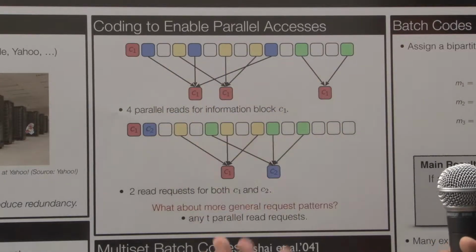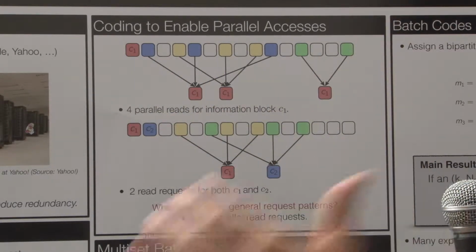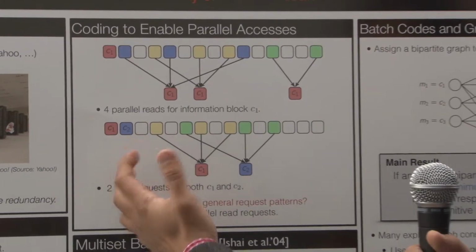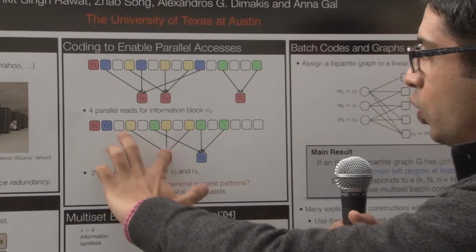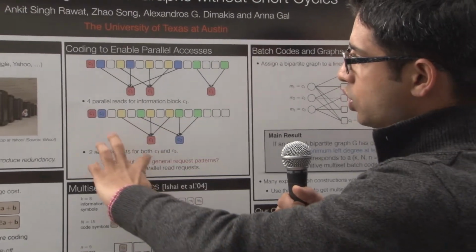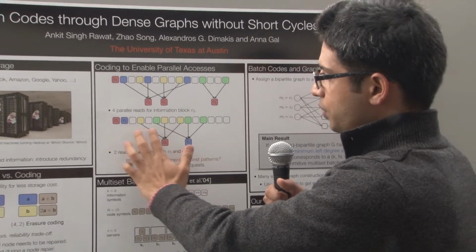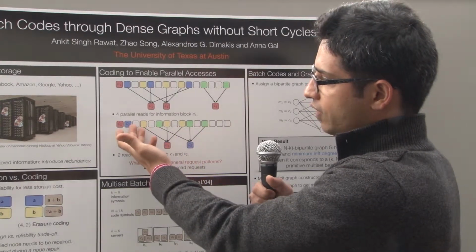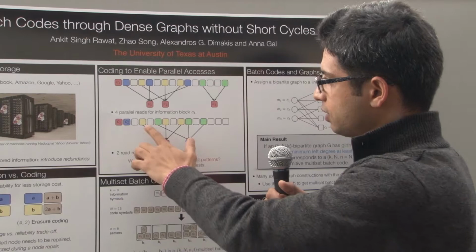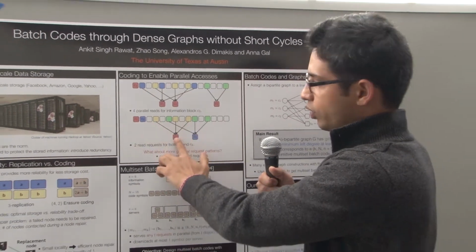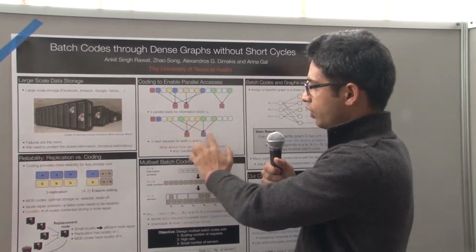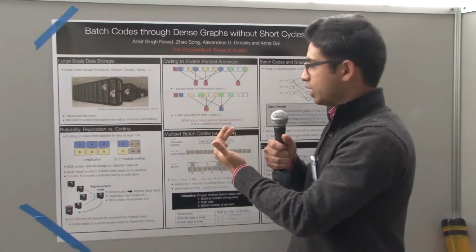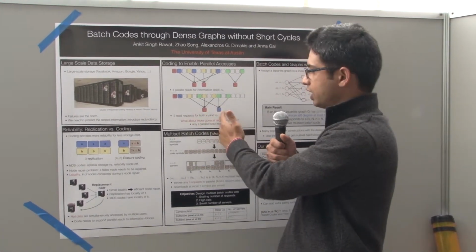But this is just one particular pattern, right, where everybody is interested in the same information. What if you have a scenario where there are 2 guys who are interested in C1 and 2 guys who are interested in C2? What you want is that the alternative ways which allow you to get C1 and C2 should not intersect. That means, for example, here these yellow nodes allow you to get C1 and these green nodes allow you to get C2. But what you want is that these yellow nodes and green nodes should be disjoint so that you can simultaneously get both C1 and C2.